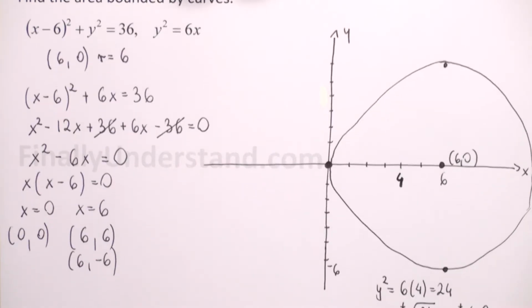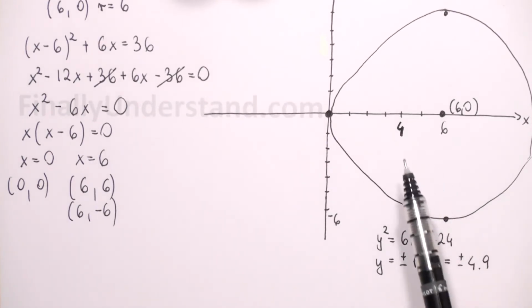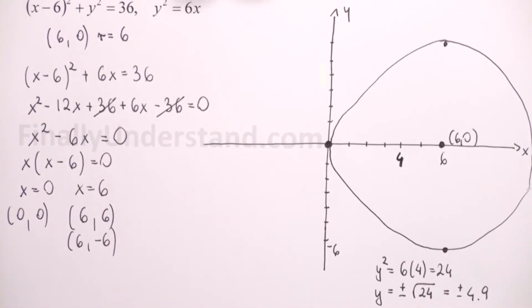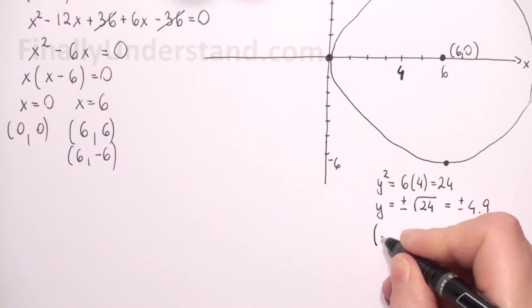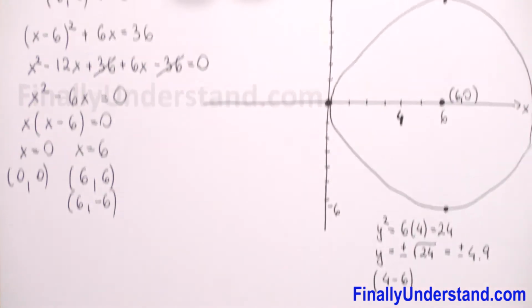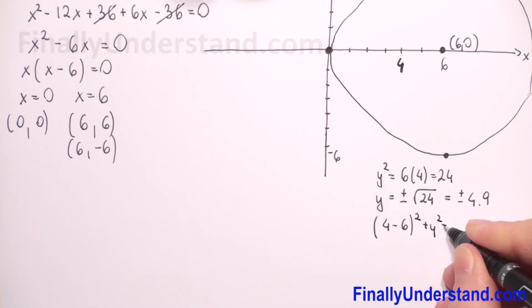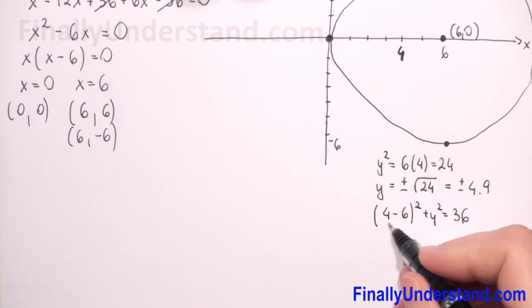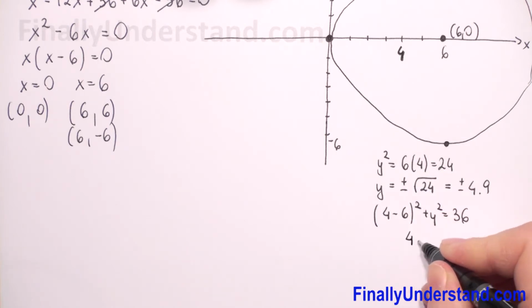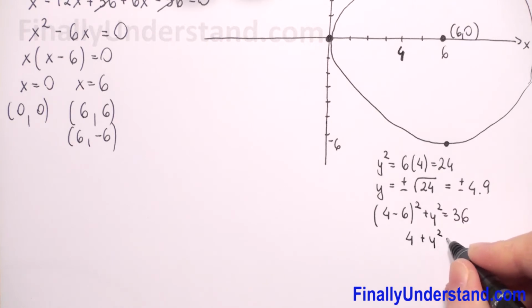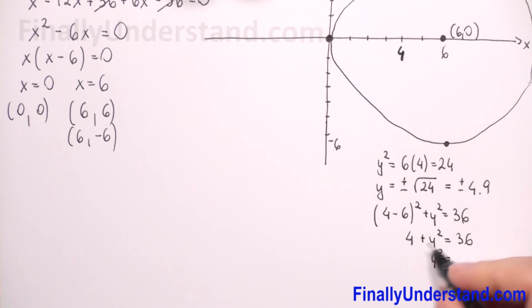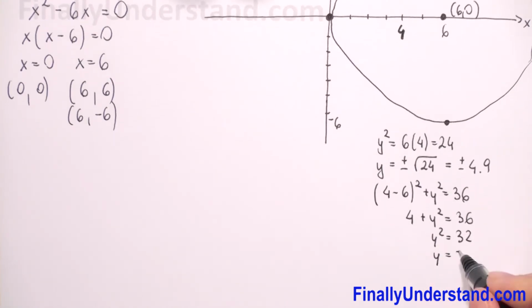And now let's check what the value of y will be for x equals 4 for our circle. I substitute x by 4 in the equation of the circle. So we have (4 minus 6) to the second power plus y squared equals 36. So we have 4 minus 6 is negative 2, and negative 2 to the second power is 4. And we will have plus y squared equals 36. So y squared equals 36 minus 4, which is 32. So y is equal to plus or minus the square root of 32. The square root of 32 is approximately 5.6, plus or minus.